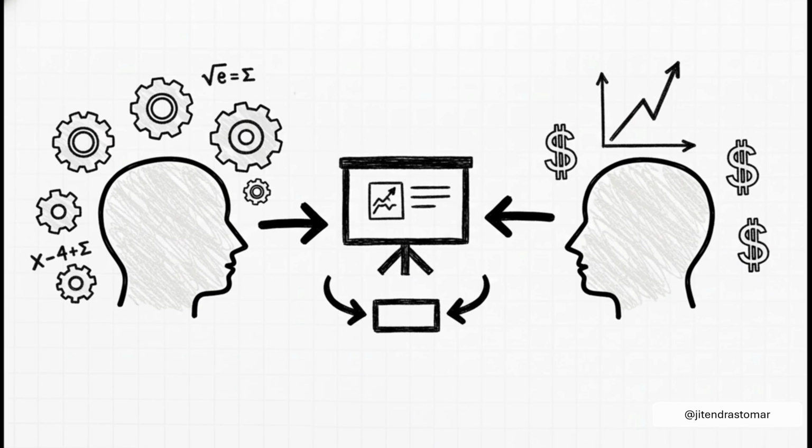This one is huge. Know your audience. An executive team wants to know the bottom line, the impact on revenue. An engineering team, they're going to want to see your methodology. You have to tailor your story to what they care about most.